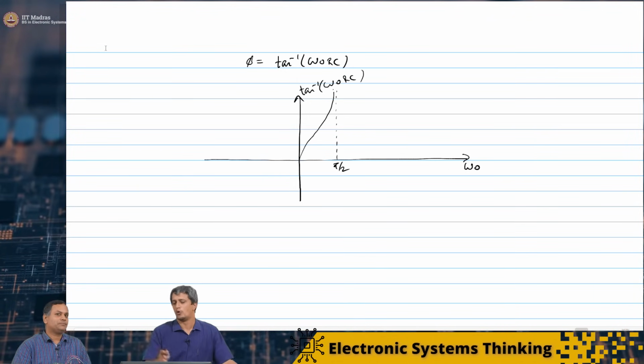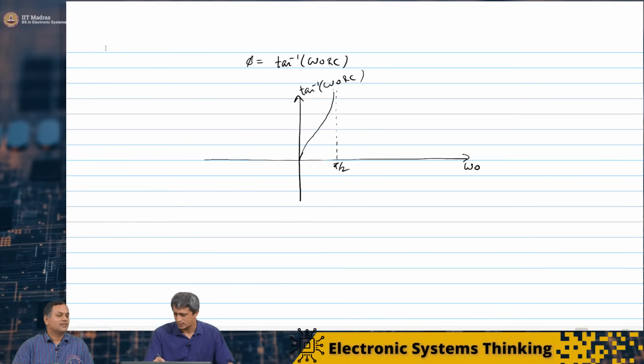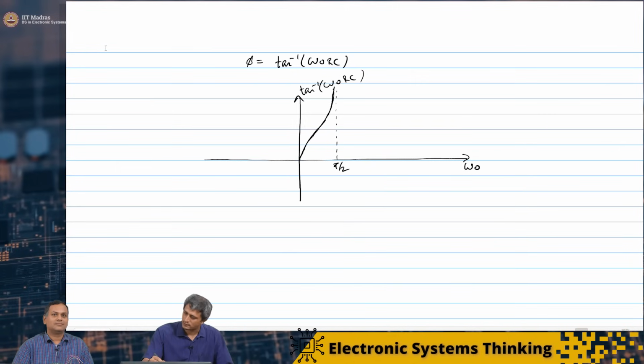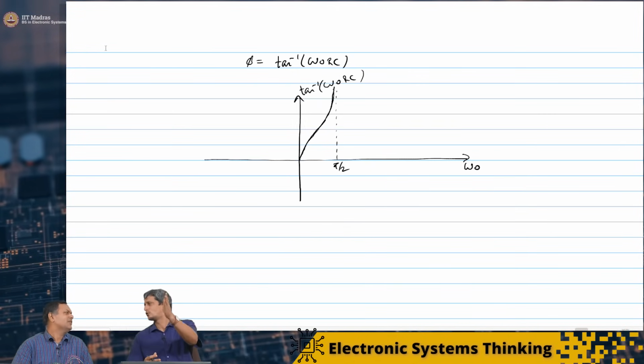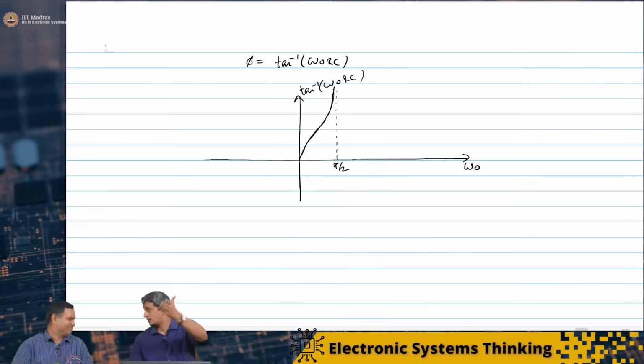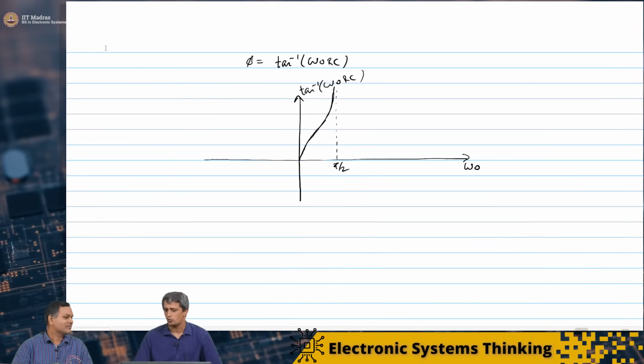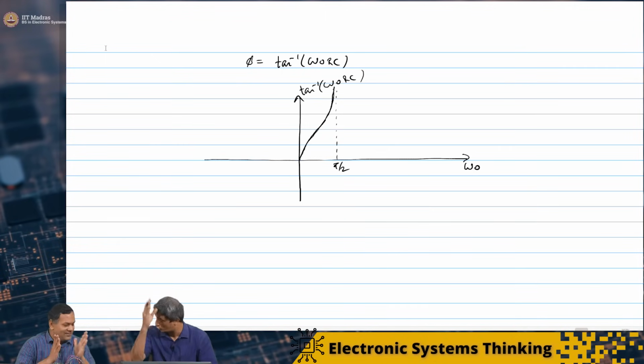So it will go very quickly. If you look at this trajectory, it goes and then it sort of saturates. It will keep getting closer and closer to pi by 2, slowly, asymptotically. The same RC kind of behavior that we saw. Asymptotically it gets to pi by 2, but it will never get there unless you go to infinity.